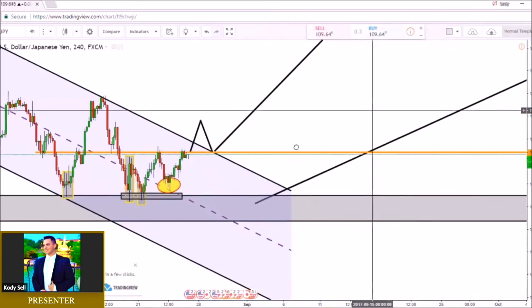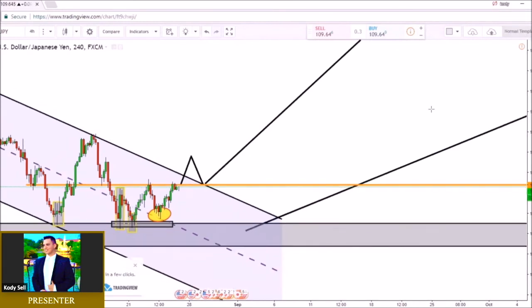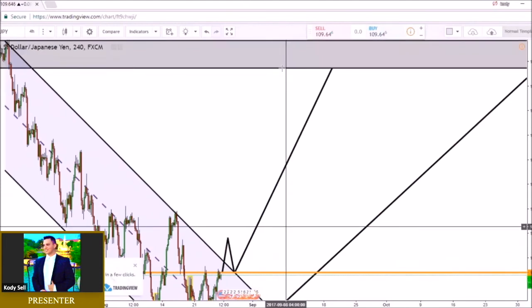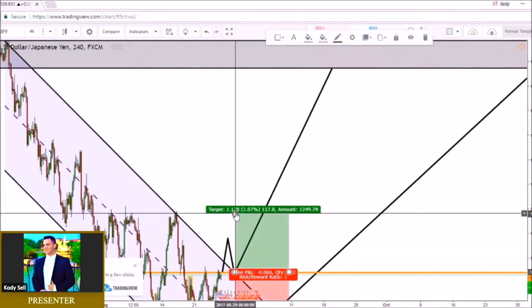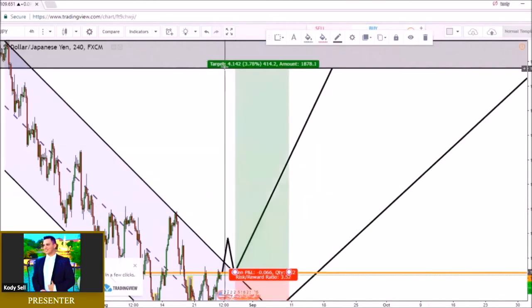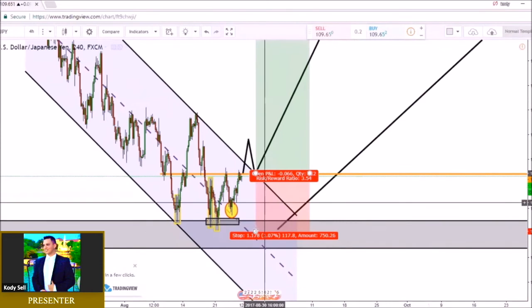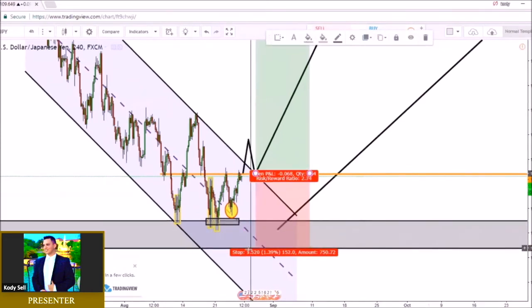Okay, now the cool part about doing multiple time frame analysis, you can zoom out here and you know that your overall target based on everything we've talked about is this area right here. Okay, about 416 pips or so from there. Stop loss would have to be down here. That's the level that would invalidate it.